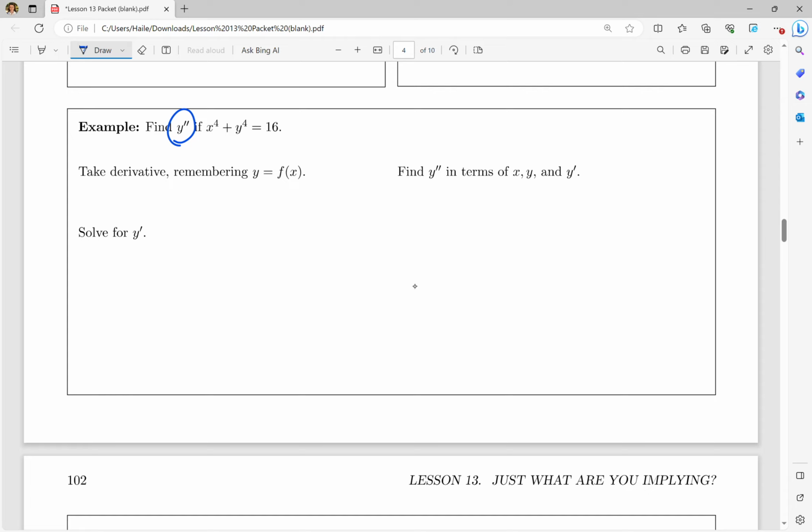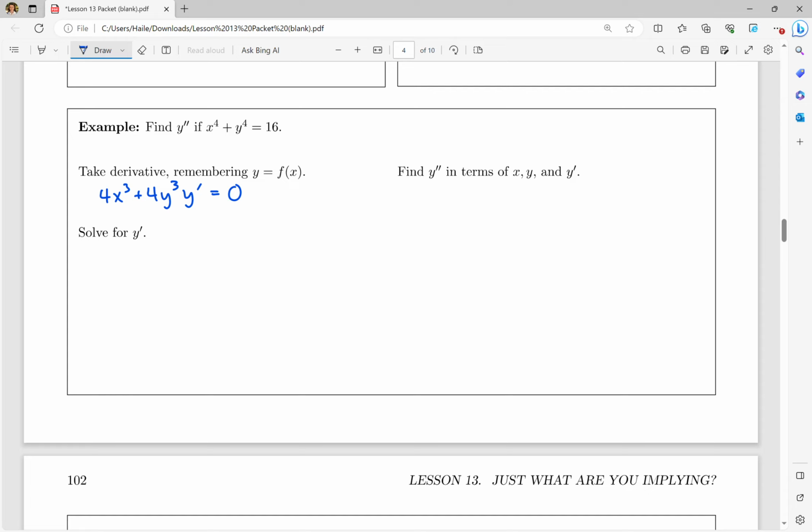Okay. So we're going to start this problem off just like the other two. We're going to take the derivative, remembering y is equal to f of x. And you might start to like this one because this function is a little bit easier than the ones we just did. So we take the derivative, we have 4x cubed plus 4y cubed y prime is equal to 0. And we want to solve for y prime.